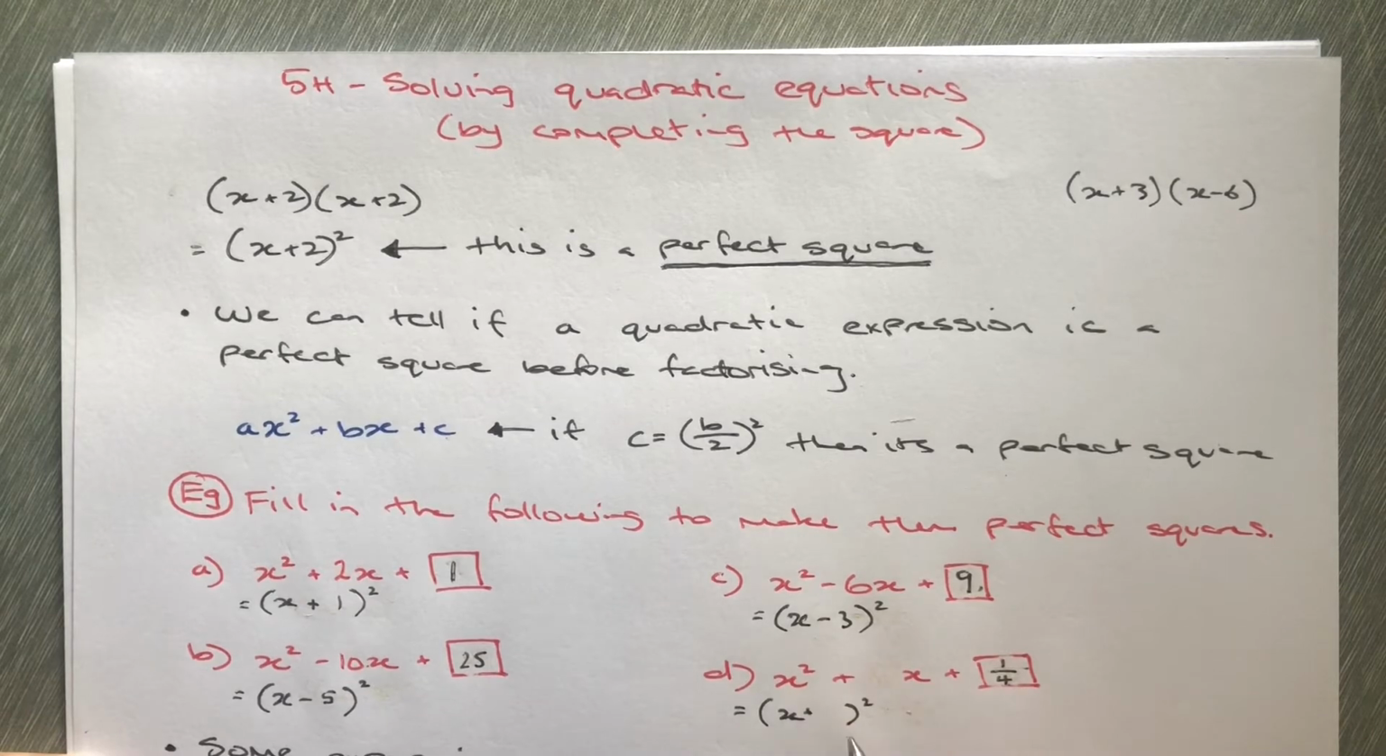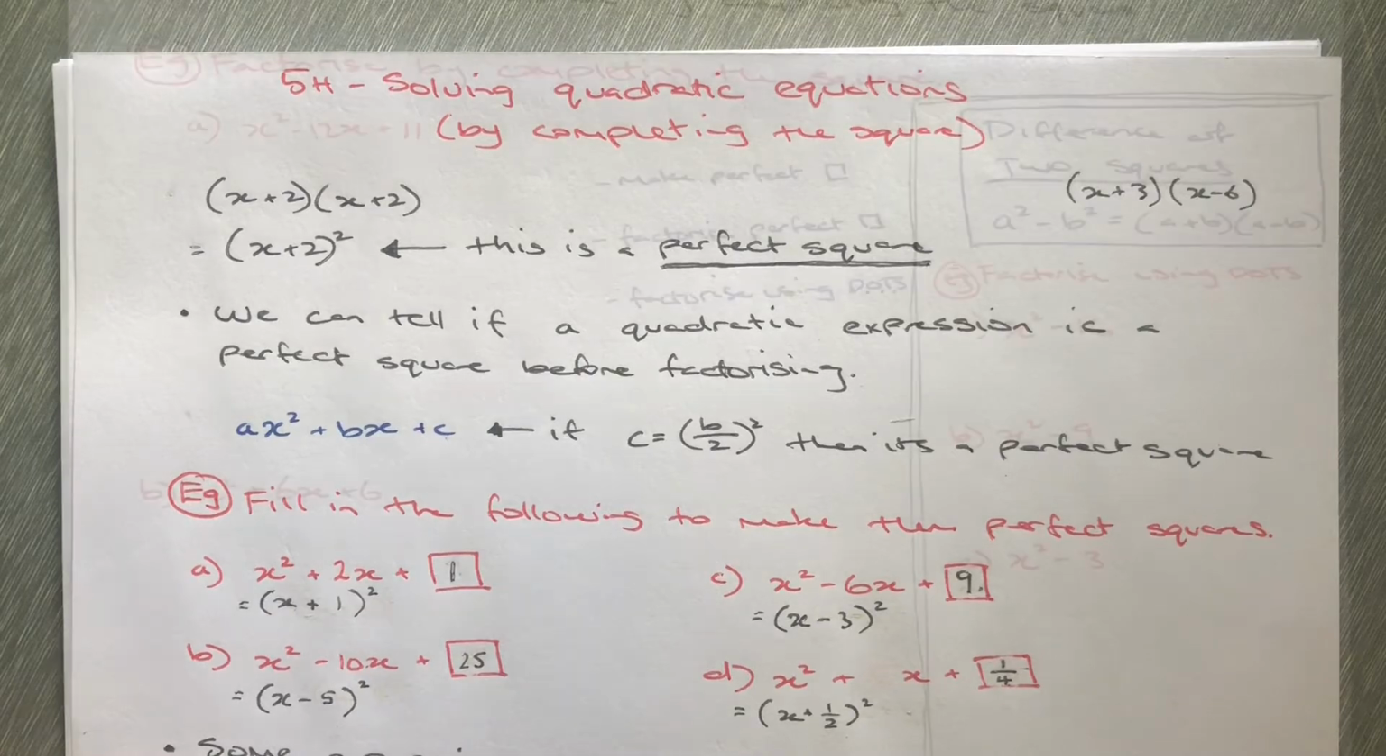There's a plus there, so it's going to be plus. The square root of 1/4 is 1 half. There we go. So it's as quick and as easy as that.